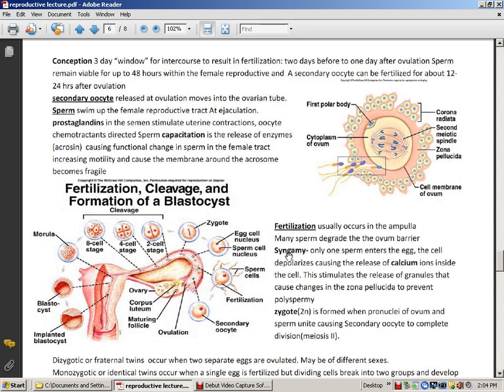So anyway, syngamy is when one egg comes in and then that whole outer shell becomes calciumized. So basically a calcium shell forms. So now it's really like a chicken egg. It's hard on the outside. All right, so the zona pellucida just becomes rock hard, so nothing else can get in. At this point, it becomes something called a zygote, and you have to know that.